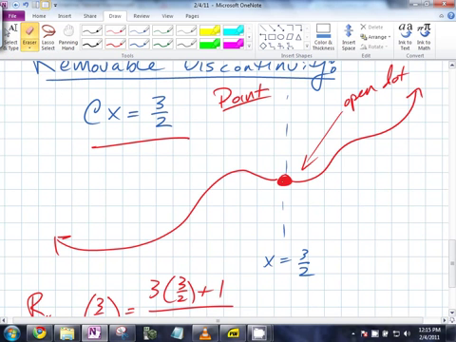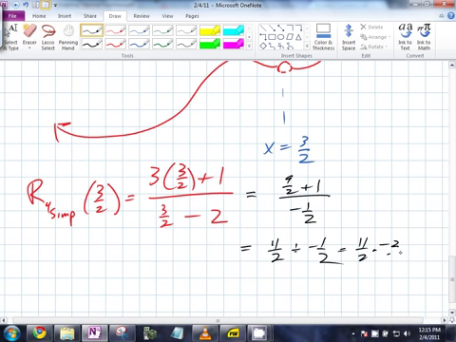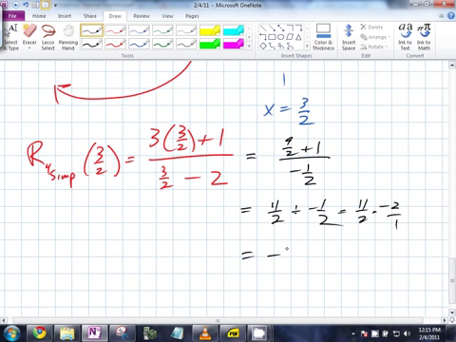Yeah, so if we do this out, we end up with 9 over 2 plus 1 over negative a half. That's equal to 11 over 2 divided by negative a half, which is equal to 11 over 2 times negative 2 over 1. What's that equal? Negative 11. So there is an RD, a removable discontinuity, where? What's the exact location? 3 over 2, comma, negative 11. That's where the open dot is.